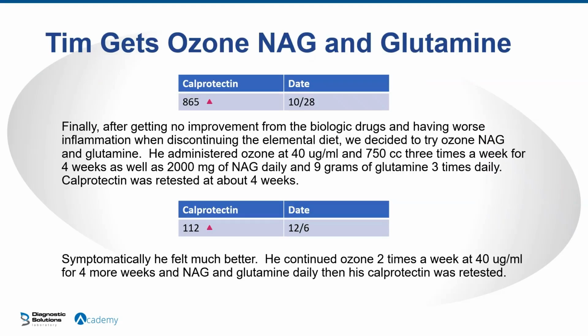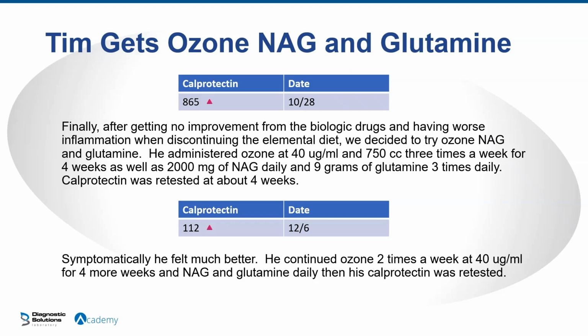After it became apparent that Tim was failing his 3rd biologic agent, he was a little bit more open to starting to think about stuff outside the box. I started him on rectal ozone, N-acetylglucosamine, and glutamine. When we started treatment, I always take a baseline calprotectin, and he was at an 865. After the treatment, 6 weeks into it, we reran the calprotectin, and it had dropped to 112.